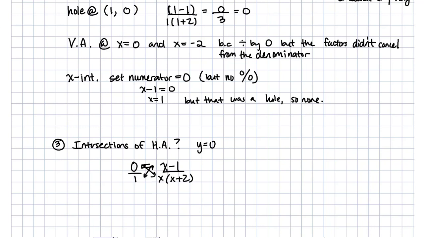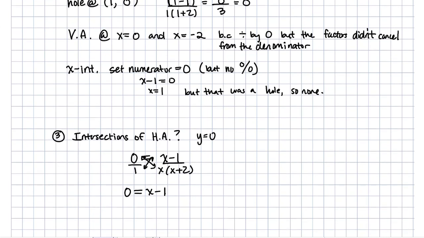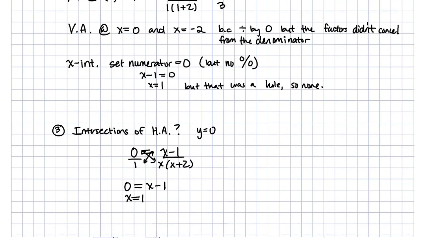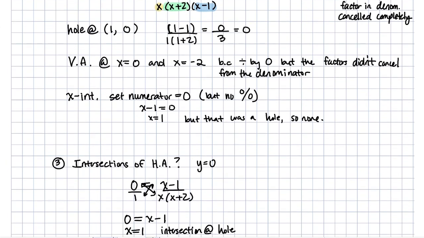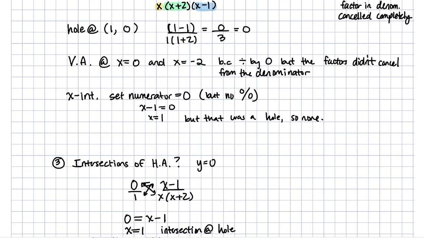So 0 times x plus 2 gives me 0, and then we get x minus 1, and we get that the only intersection point could be happening at x equals 1. So we've got an intersection at x equals 1, so we're going to intersect at the hole, because we already established that at x equals 1 we have a hole. Once you figure out something's a hole, it's never not going to be a hole, if that makes sense.